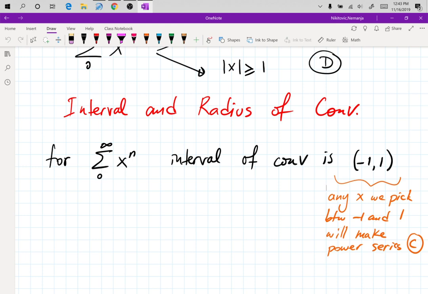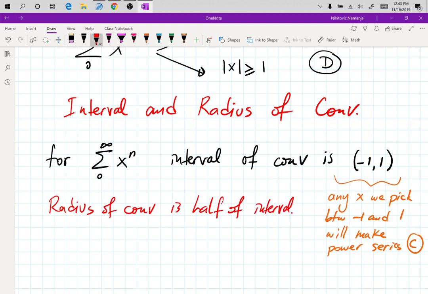Radius is half of this. Radius is half of the interval. Radius of convergence is half of the interval. And in this case, for our problem, for summation x^n, radius of convergence is equal to 1, because that's half of my interval.